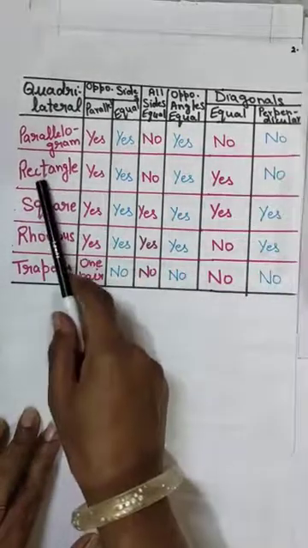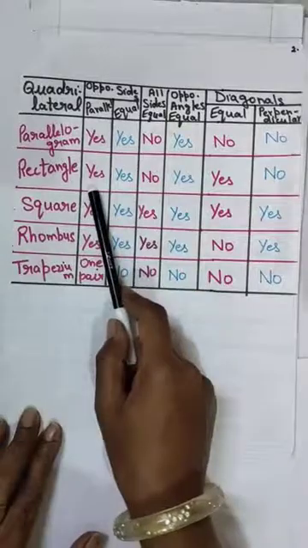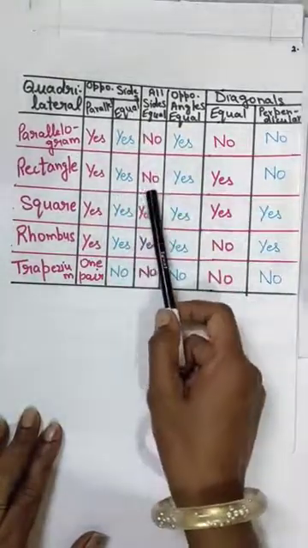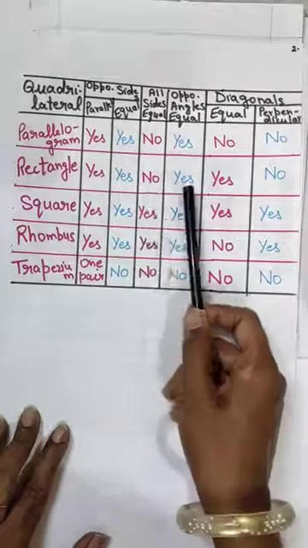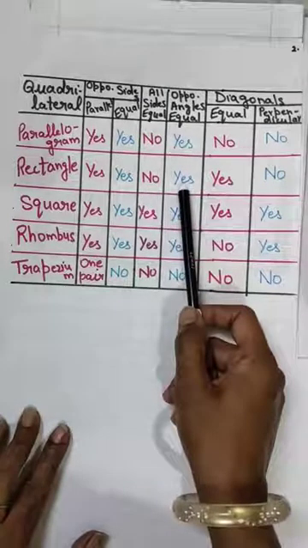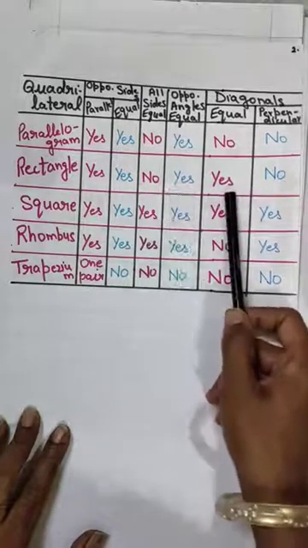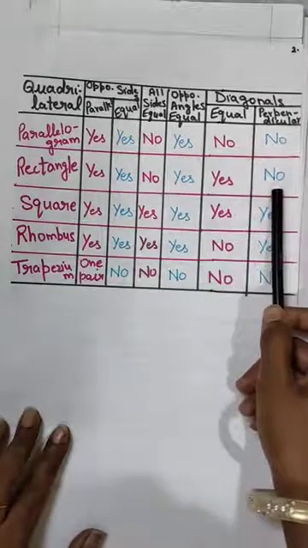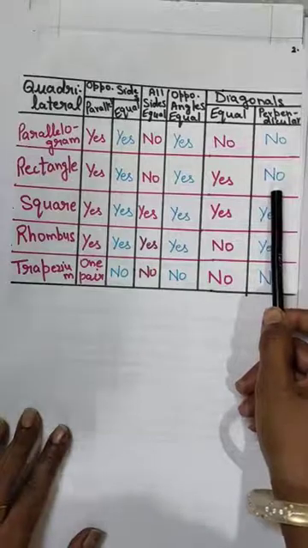Then rectangle, opposite sides are parallel? Yes. Opposite angles are also equal. All the sides are not equal. All the angles are equal, that is 90 degree. Diagonals are also equal and diagonals are not perpendicular to each other.